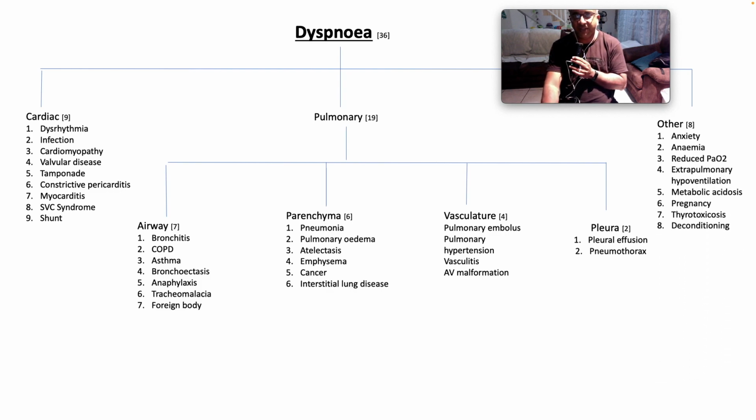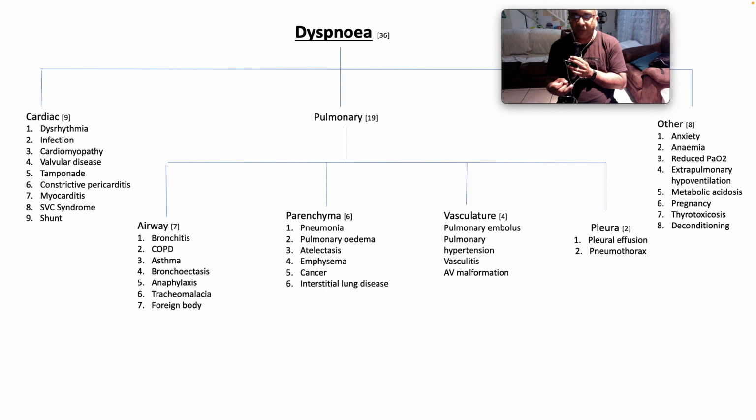Other etiologies: a patient who is anxious tends to become dyspneic, they hyperventilate. And what you want to do is give them a brown paper bag to breathe out into and breathe that CO2 back in to correct the respiratory alkalosis from diminished CO2.